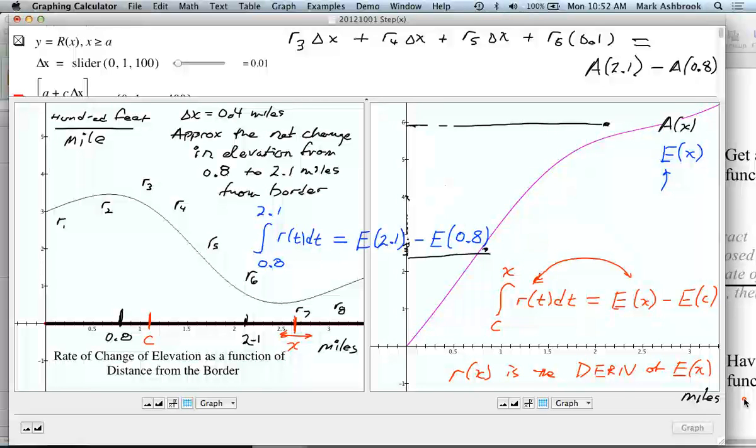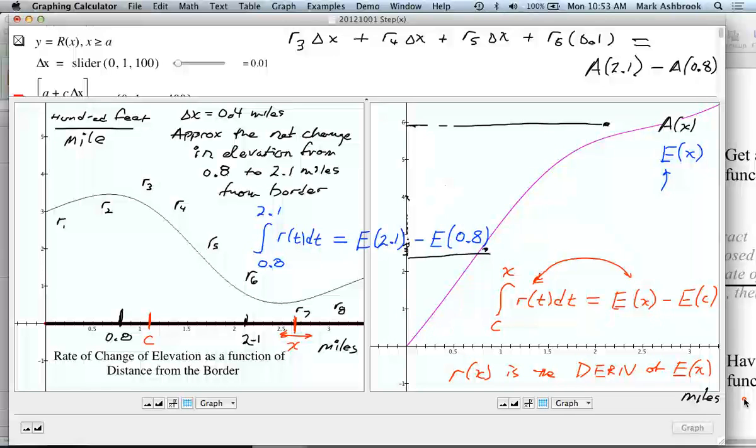Is R the derivative of E of X, or is that the whole thing? You tell me. What is this times this? It's about a tiny bit of change in x. So what does that give us? A little bit of accumulation. So is the derivative of E just the R or the whole thing? The derivative gives us what? A rate of change. It doesn't give us a little bit of accumulation. The derivative of our accumulation function gives us a rate of change function. So it's just the R.